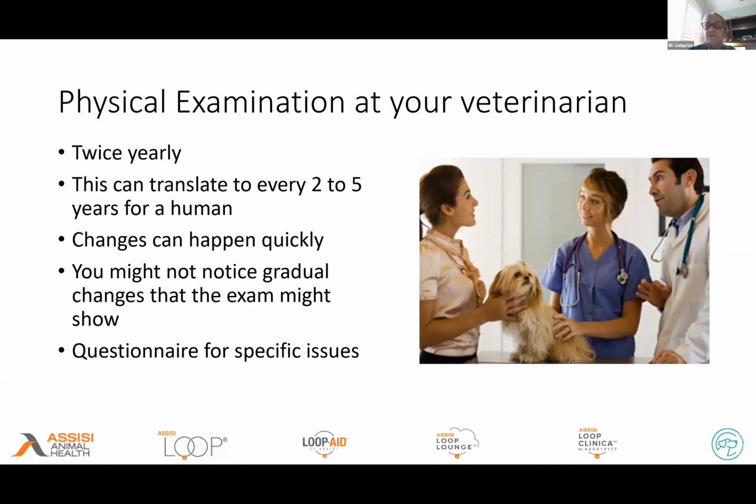So let's look at these things a little more closely. A physical exam with your veterinarian, at least twice yearly, because these pets age more rapidly, and that's every 2 to 5 years for a human. And when we get older, we don't want to wait that long in between our exams, because changes can happen quickly, but they can also happen gradually. So you might not notice from day to day that there's a change happening in your aging pet. The exam might show that more. Certain questionnaires might alert you to certain conditions to be aware of, whether it's nutrition or cognition, the way they're behaving, even elimination, and certainly quality of life questionnaires.